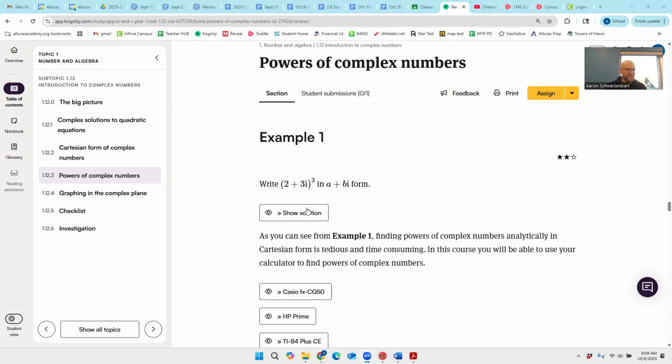2 plus 3i to the third. Write it out. I think this still works. Actually, I'm just going to use the shortcut for the squaring: 4 plus 6, 12i. So you remember the shortcut where you multiply them together and double it?